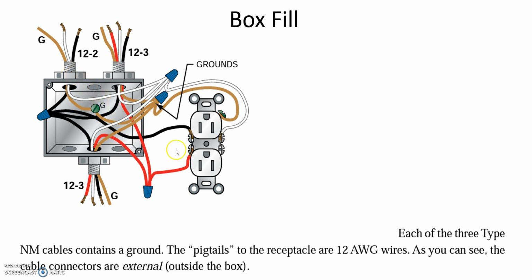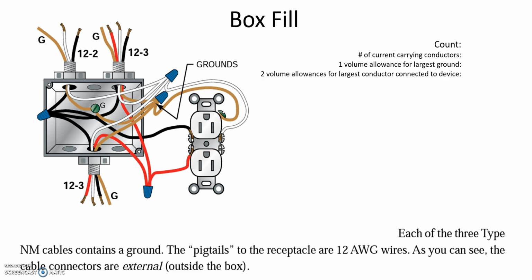Okay, so the first thing I like to do, kind of what I just did, let's just do a rundown and say, what do we have to count here? We've got to count our current carrying conductors, of course, the hots and the neutrals. We have to count our grounding conductors, again, one volume allowance for largest ground. We have to count our device, 2 volume allowances for the largest conductor connected to the device, and 1 volume allowance for internal cable clamps. Okay, we have external, so we should be in good shape there.